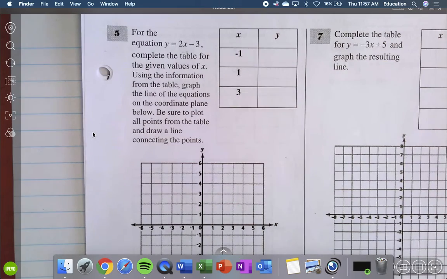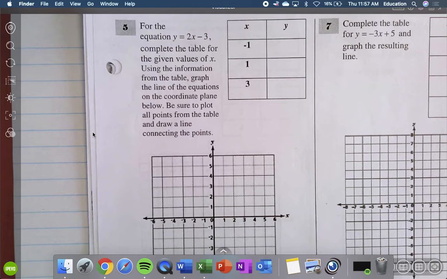I'm having trouble with the second one because, you know how you replace the x with the number? But these are glued together, so there's multiplication between them, right? Do you remember that? This is 2 times x. So whatever you put in as x, you have to multiply by the 2. So this is 2 times -1 minus 3.